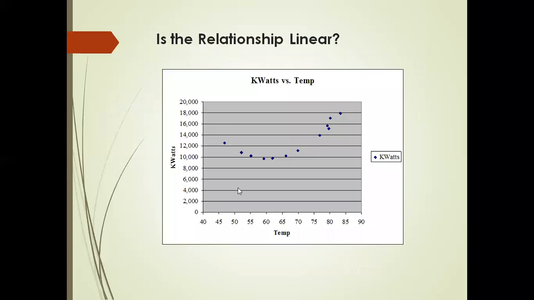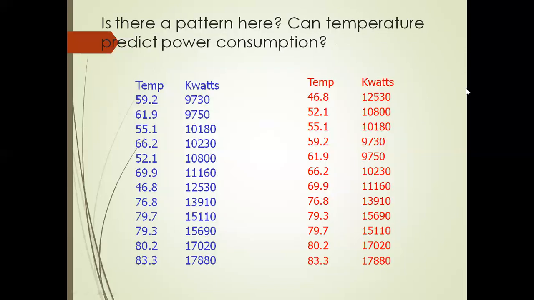With respect to the x-axis, temperature is there. With respect to the y-axis, kilowatt is there. Based on the previous data, I have plotted this. So what happens? We are supposed to find the next. Don't get confused, this is very simple.